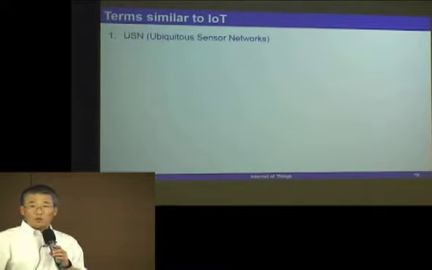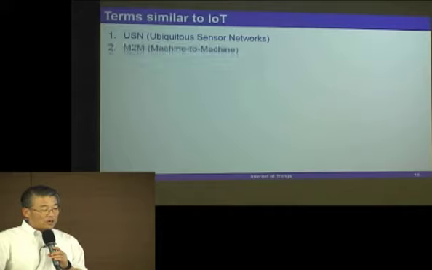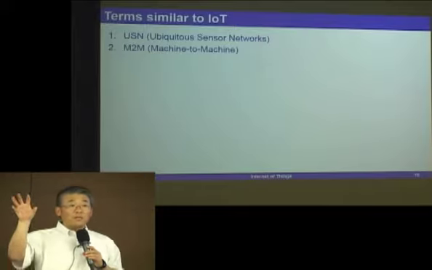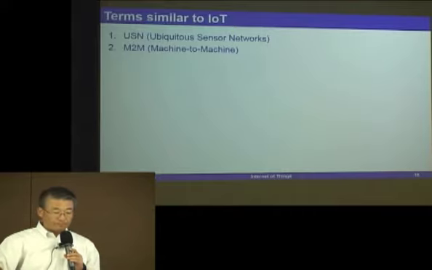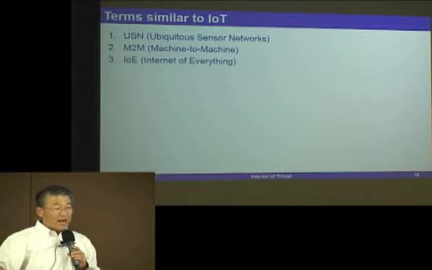Ubiquitous Sensor Networks, USN, has been around for about a dozen years. Now, machine-to-machine has been around for almost 10 years. M2M, machine-to-machine, means, again, device-to-device, appliance-to-appliance communication. And IoT, or IoE.